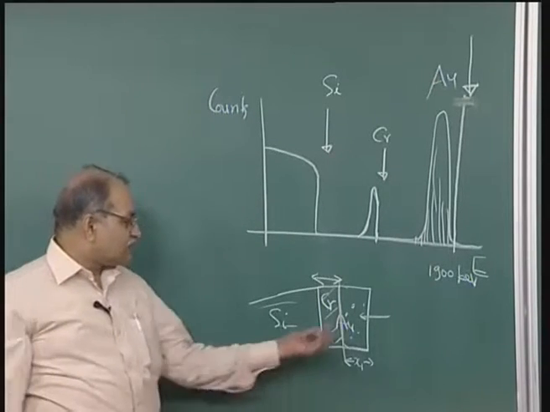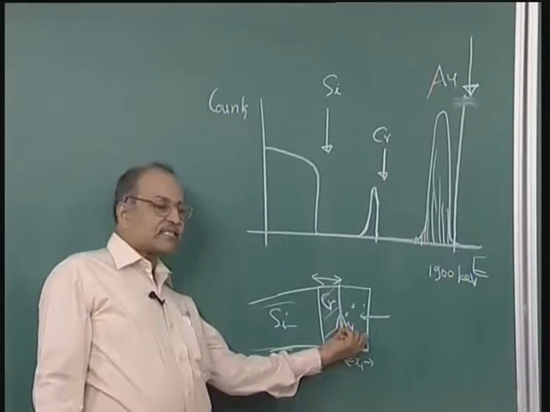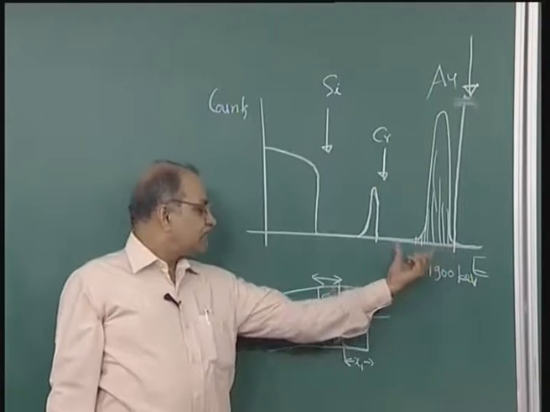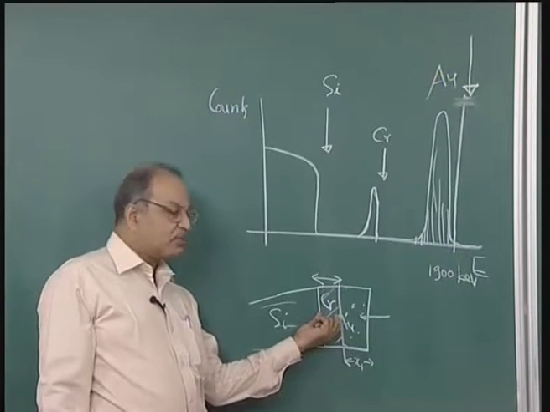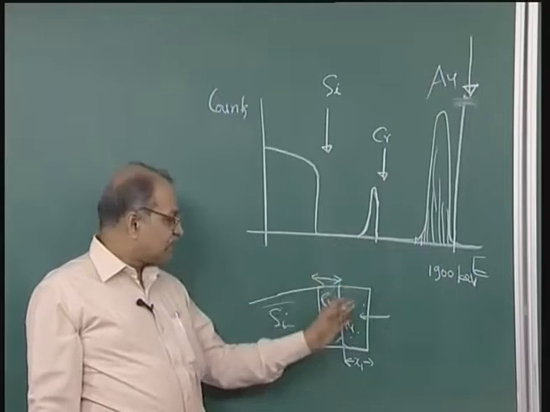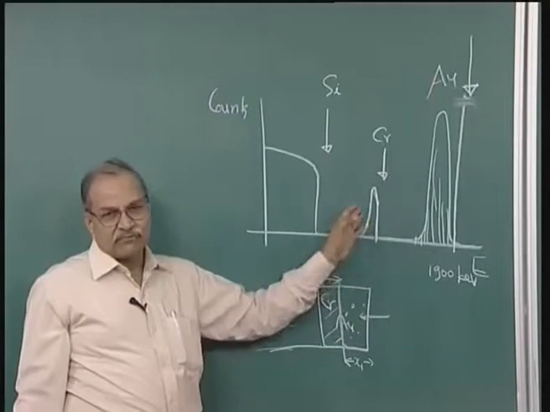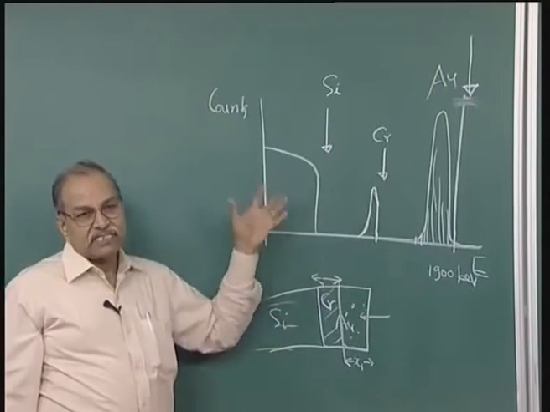One can obtain the thickness of this layer from this width. One can obtain the thickness of chromium from this width. If there is some interface diffusion, that also can be inferred from this spectrum. Okay, now I will show you the actual RBS spectrum for a particular case.